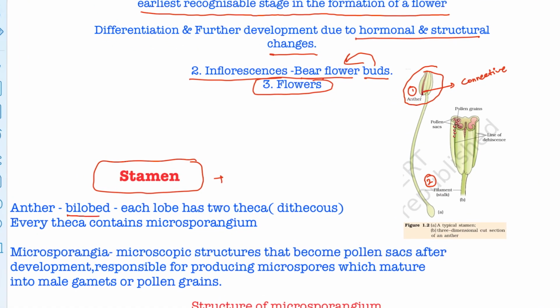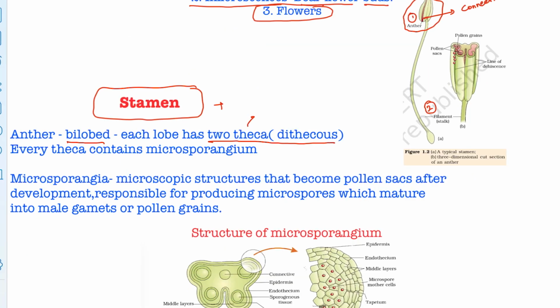Now anther is a bilobe structure. What is the meaning of bilobe? It means it has two lobes and each lobe has two theca. Okay, so we can also say that it is dithecous. What is the meaning of theca? Theca is a sheath or protective covering, and all the theca contain microsporangium.